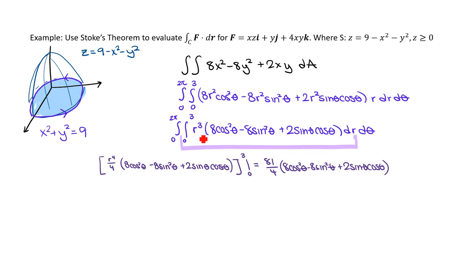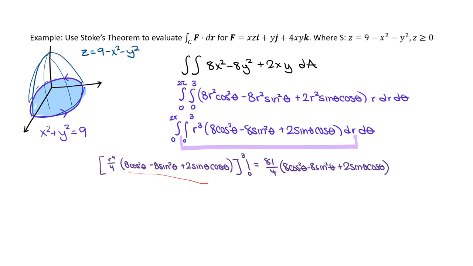Because now when I integrate with respect to r, the r to the third becomes r to the fourth over 4, and then I just copy down the rest of these trig functions. So we were left with 8 cosine squared minus 8 sine squared plus 2 sine theta cosine theta. I'm going to plug in my bounds of integration for r. I plug in the 3, plug in the 0, subtract them, and I got 81/4 times all of those trig functions.